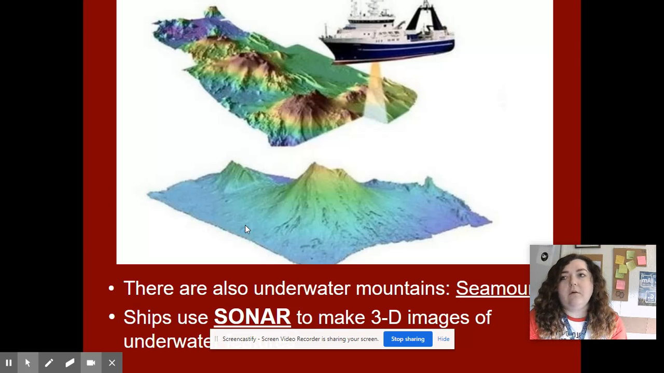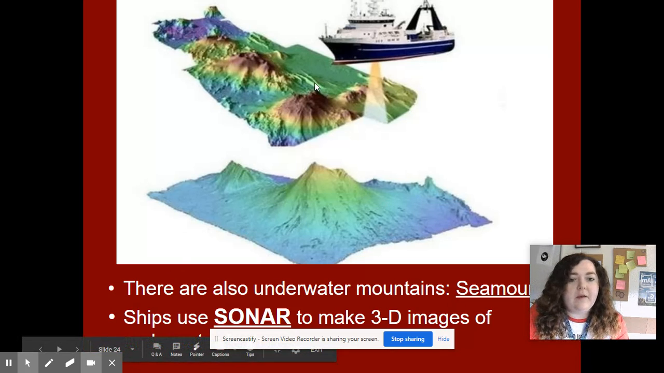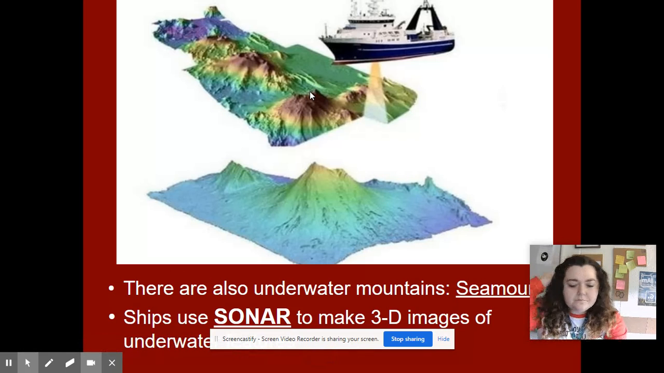Okay, so we already know this. We already know that we have mountains on top, and we have mountains on bottom of the seafloor. So top means above sea level, and bottom means below sea level. So we call these mountains seamounts, like mount for mountains, and then sea because it's under the water.